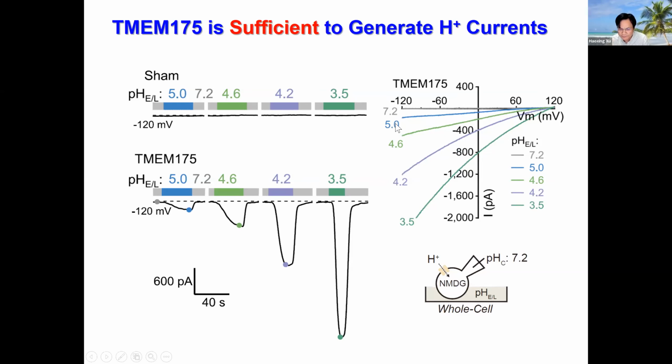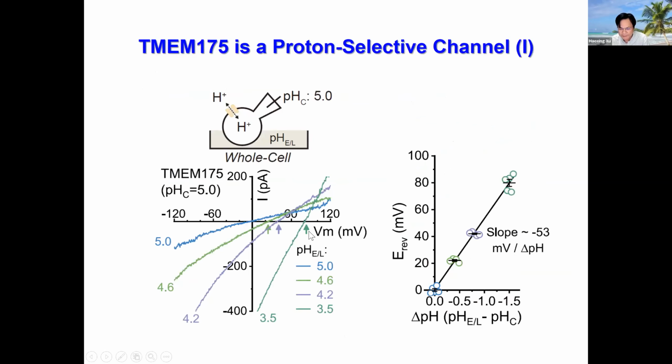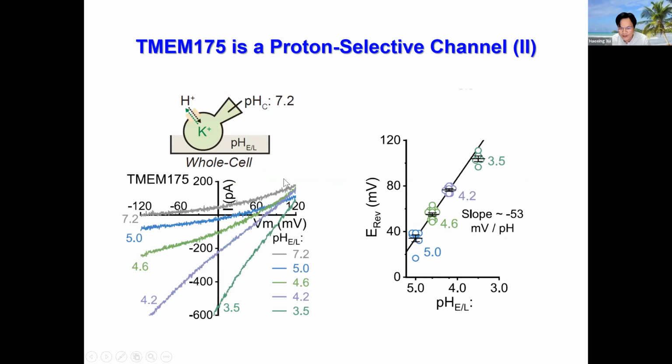So when we performed this pH reversal potential analysis, this plot fits very nicely with a slope of 53 millivolts per pH unit. So based on the GHK or Nernst equation, this must be a highly proton-selective channel. But when we put the potassium in the computation, so this is the standard protocol to study ion selectivity of channels, the slope is still roughly the same.